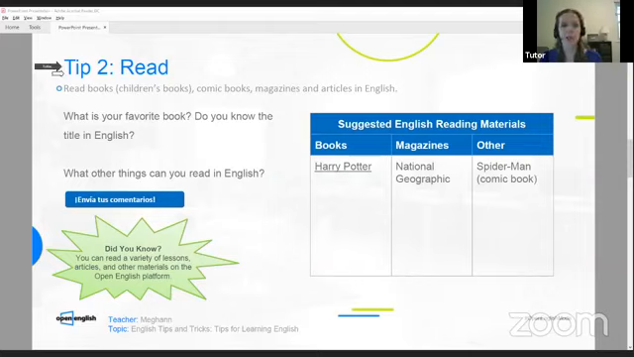So tip number 2 is read. To read es leer en español. You can read books, children's books, comic books, magazines, and articles in English. So envía tus comentarios. Send your ideas.